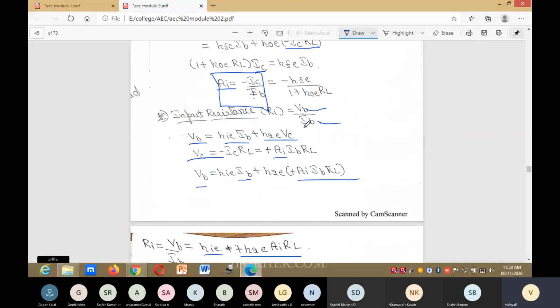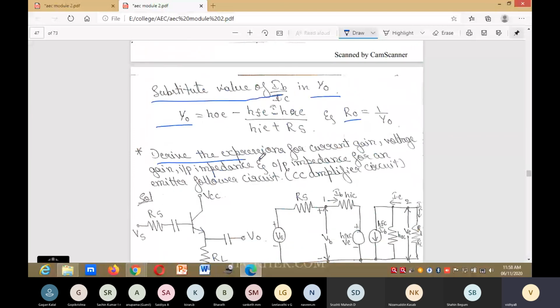In the next class, I will explain the derivation for the current gain, voltage gain, input impedance, and also output impedance, but for the emitter follower circuit.